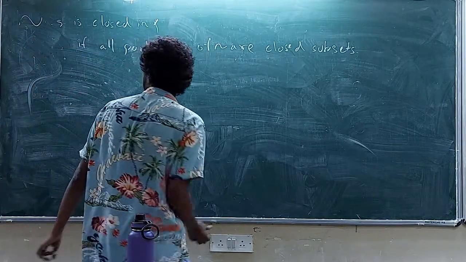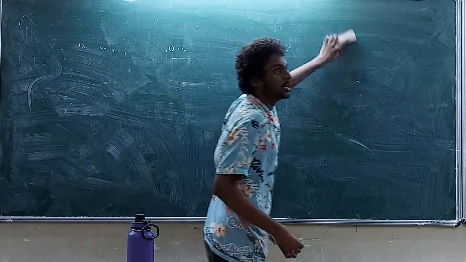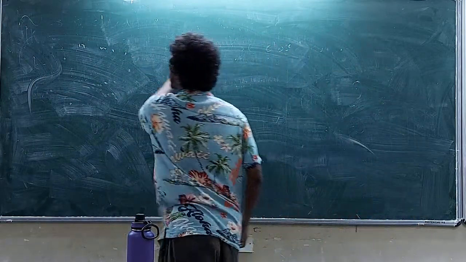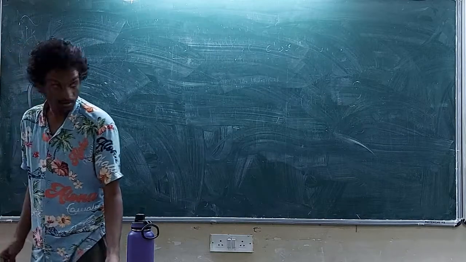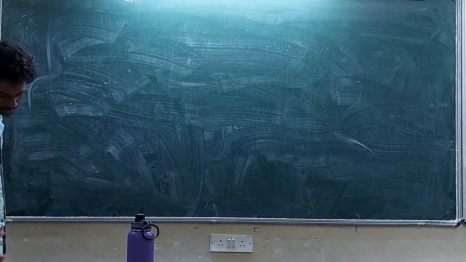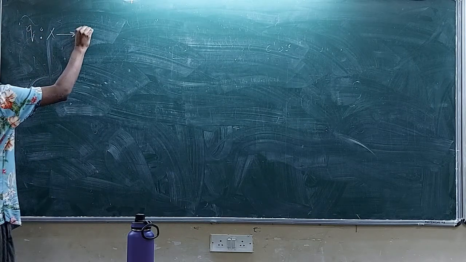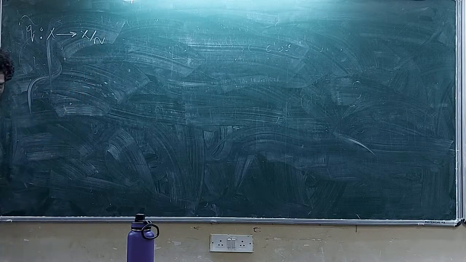So now we go into the actual important thing. Yeah. So now we have the standard quotient map from X to X by this equivalence relation.